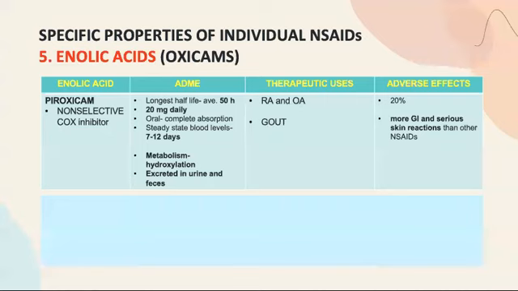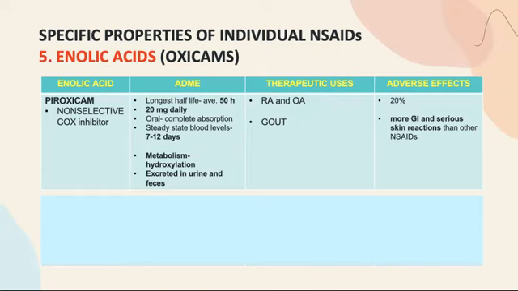The fifth type is the enolic acids or the oxicams. The pharmacokinetics of piroxicam are described in Table 38-4. The usual daily dose is 20 milligrams. Piroxicam is absorbed completely after oral administration and undergoes enterohepatic recirculation. Estimates of the half-life in plasma have been variable. The average is 50 hours. Steady-state blood levels are reached in 7 to 12 days.